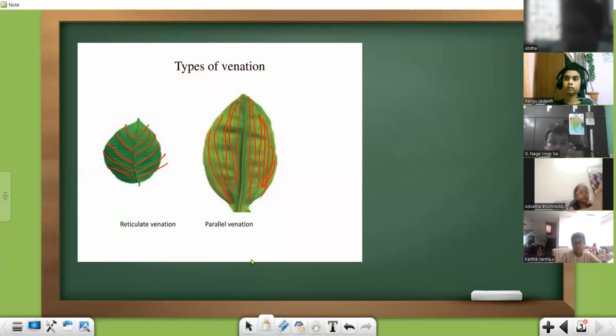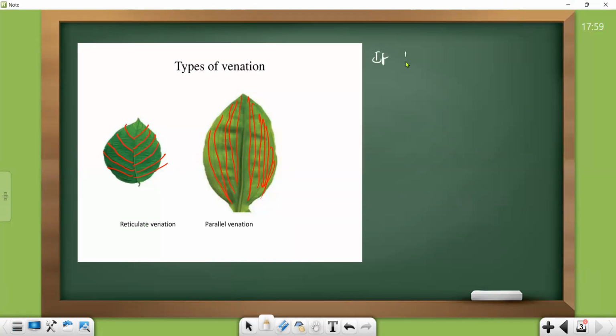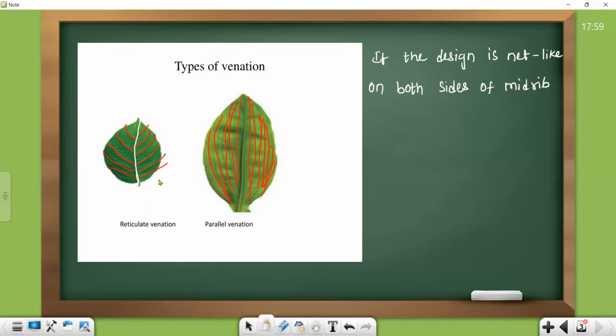Okay. Next, see the arrangement. If the design is like a net on both sides, can you see in reticulate venation how the design is? You know the meaning of net, right? On both sides of the midrib, around it, the veins are arranged in the form of a net.